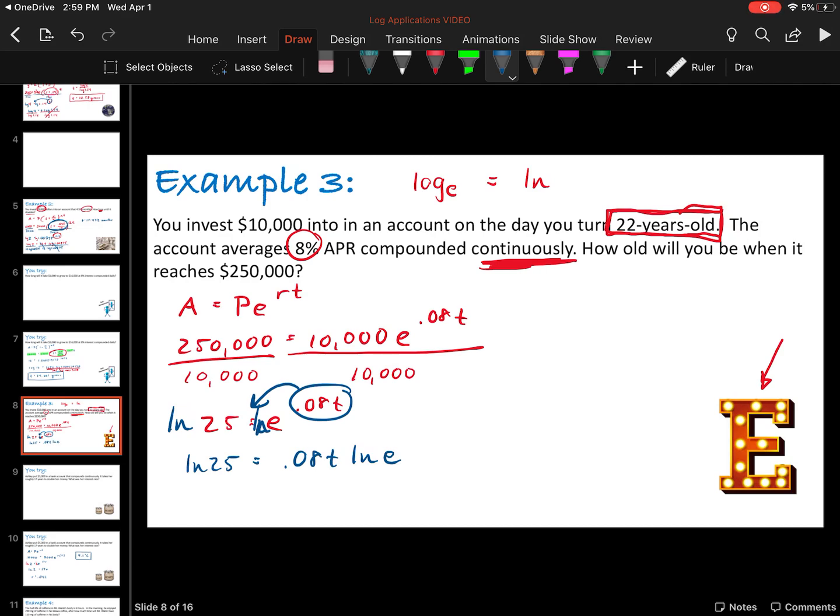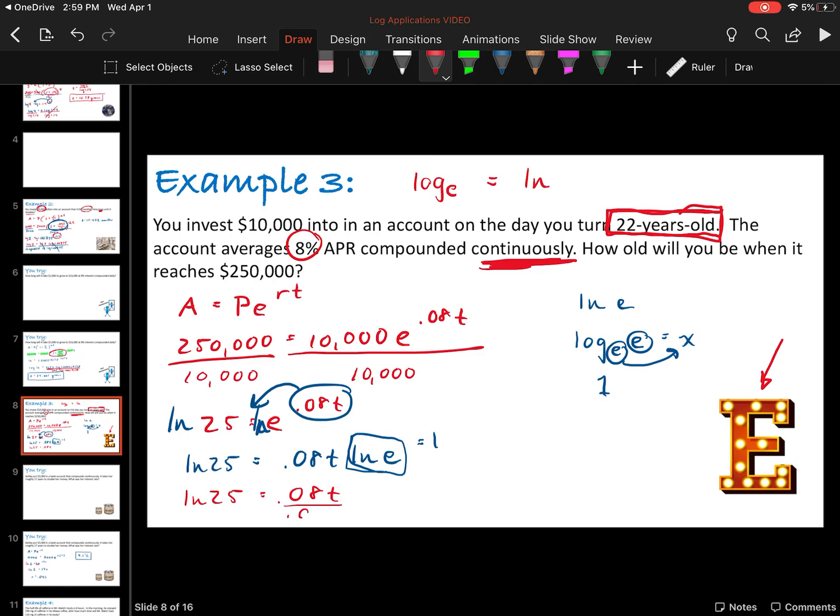Okay, now we're going to do the same way, but you need to think, if we're thinking of the ln of E, well, if we write it out as log base E of E, and we had to evaluate this, E to the what gives me E? E to the first. So if you were to type in the natural log ln of E to your calculator, you're going to find out this thing right here is just equal to 1. So that kind of goes away because you're multiplying it by 1. So now we have ln of 25 equals 0.08t.